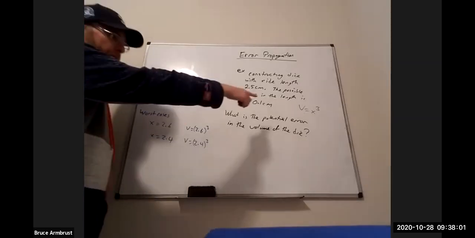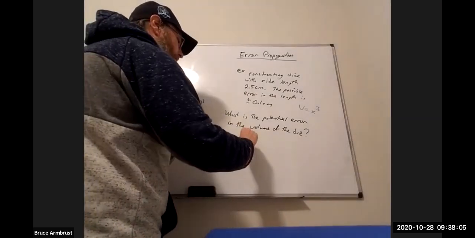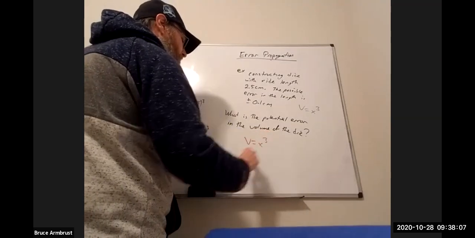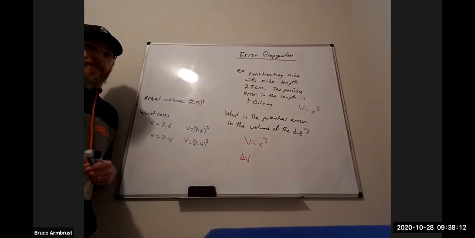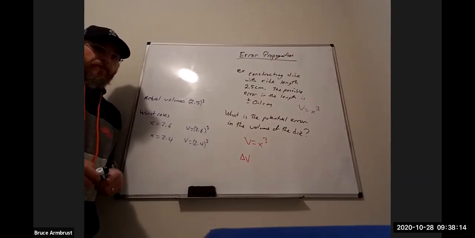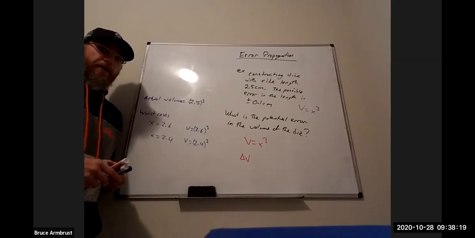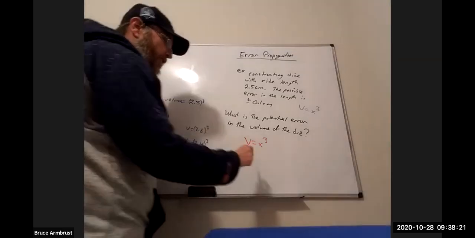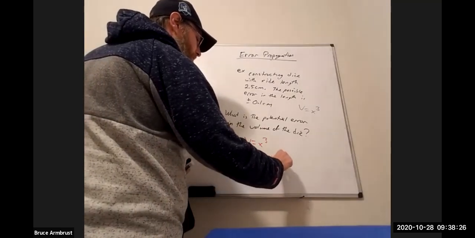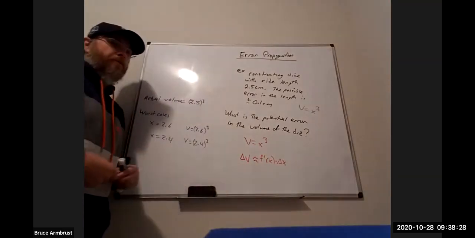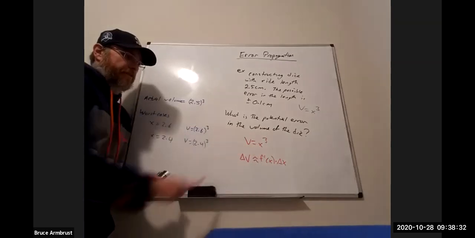Well, we have a formula for volume, right? V equals x cubed. What we're looking for is actually a delta V. What's the change in the volume if I'm off by a little bit? So we can use the exact same thing that we did before, the linear approximation. I can calculate the derivative pretty easily.